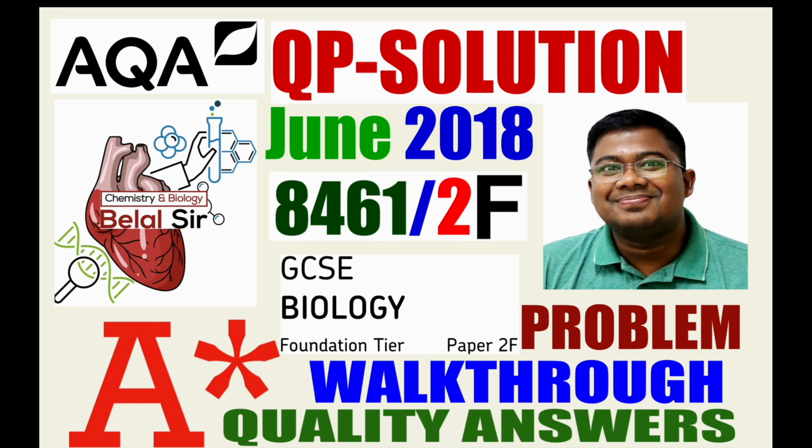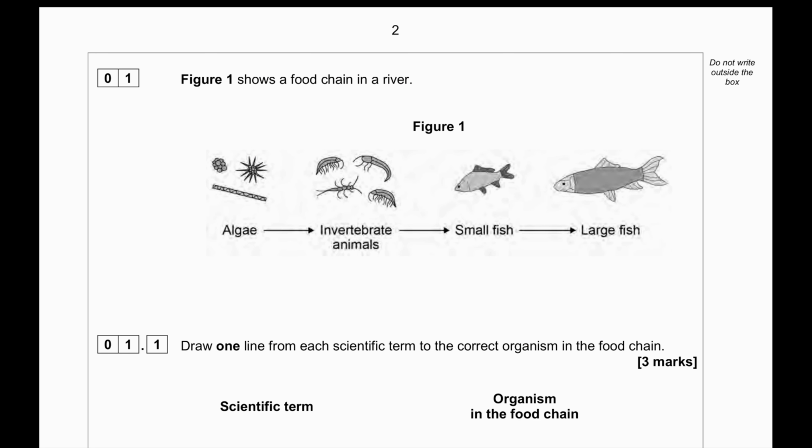Hi everyone, today we're going to be solving AQA GCSE Biology Foundation Tier Paper 2F. In this particular video, we're solving June 2018. The first question shows the food chain in a river.